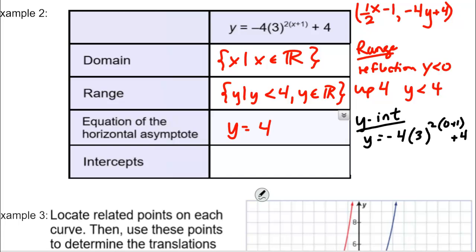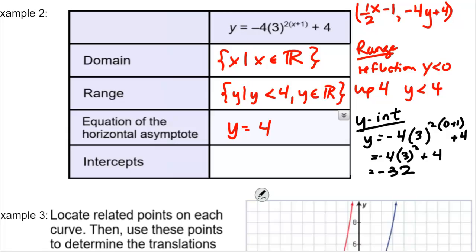And we can manipulate that equation now so that we have -4. Remember to use BEDMAS here. We'll figure out the exponent, which is 2 times 1. So it's going to be 3 to the power of 2. So we do exponents, which will be 9. Multiply that by -4 and add 4. So that's -36 plus 4. We'll have a y-intercept at -32.